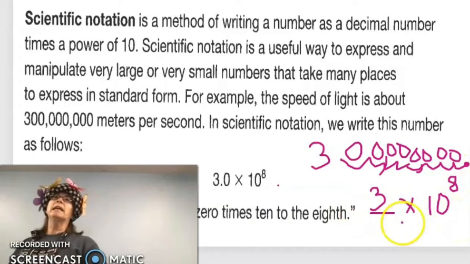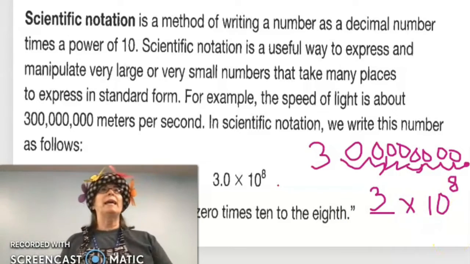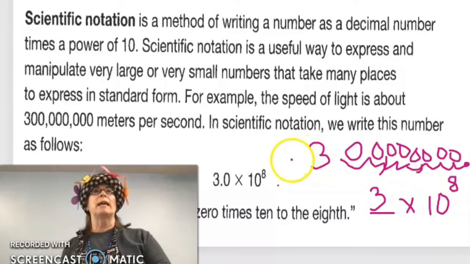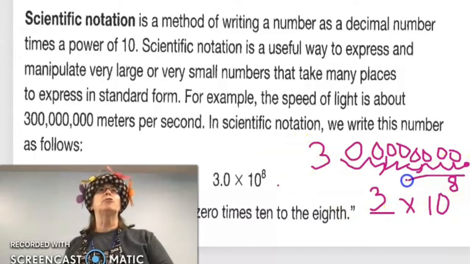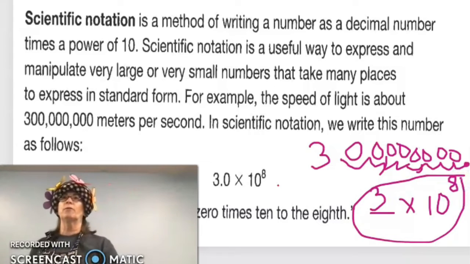Now, 3 times 10 to the 8th is a very, very, very big number, isn't it? So isn't this number the same thing? So we're never trying to change the number. We're just trying to write it in a different form.